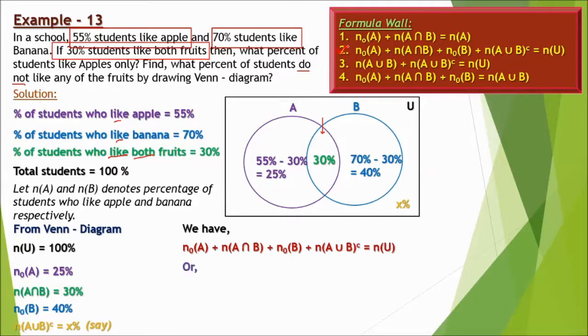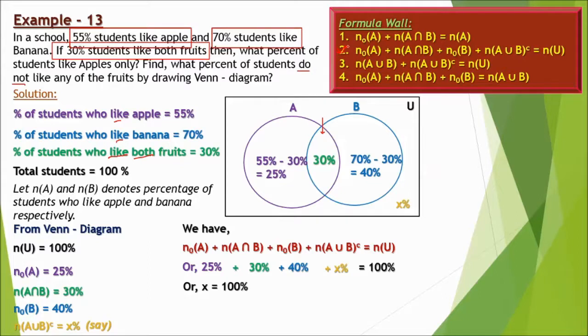Only A is 25. Intersection is 30. And only B is 40. Now we are going to write only B, and intersection, and complement is X%, which is equal to 100%. Now we can add these three: 25%, 30%, and 40%.